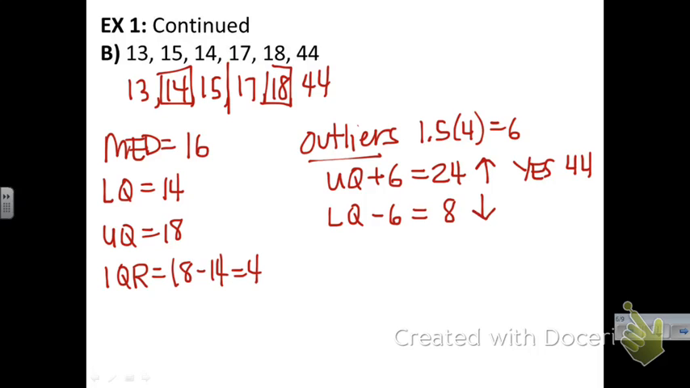We look to see if there are any numbers below 8. Since 13 is our smallest number, we don't have any below. So what this tells us is that 44 is an outlier. So the last thing you'll do is you'll graph it.